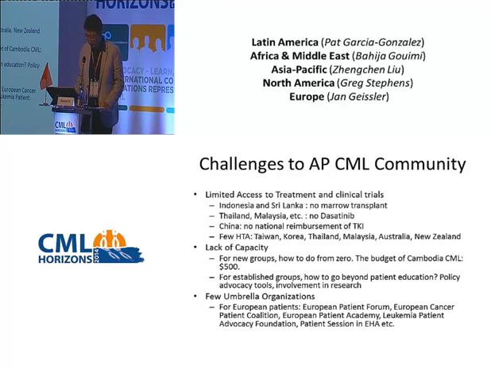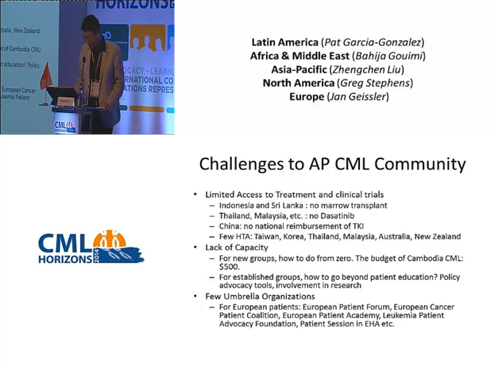And the second challenge is lack of capacity. In Asia, there are very big and well performed patient organizations. For example, in Australia, we have the Leukemia Foundation. However, we also have very small and new groups. For the new groups, they should know how to start from zero. For example, the budget of Cambodia CML group is $500 for one year.